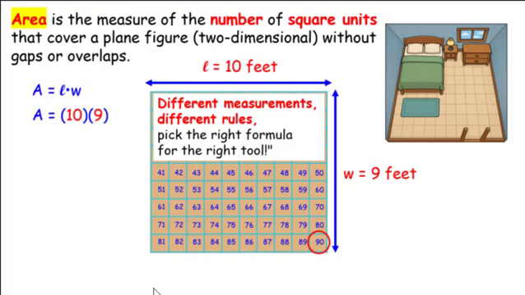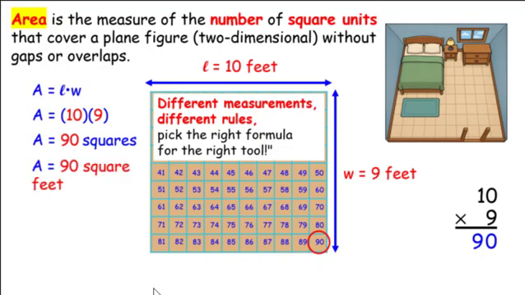So in this case, we're going to evaluate 10 times 9, which is 9 times 0 is 0, 9 times 1 is 9. We have 90. 90 what? Well, in this case, 90 squares. But how big are the squares? Well, 90 square feet. But that's kind of long. We try to shorten it, but in math, we can do even better. We can write it as 90 square feet or just 90 feet squared.